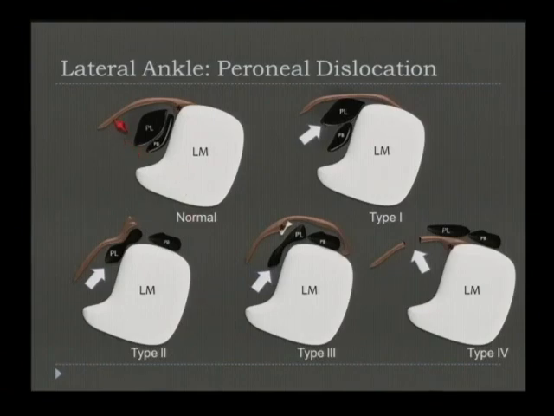So in the normal state, we have the peroneal retinaculum that attaches again to that posterior lateral aspect of the lateral malleolus with a fibrous component. The peroneal tendons will be within that retromalleolar groove. There are different types, and I don't think it's important to know the types, but I think it's important to understand some of the pathology.